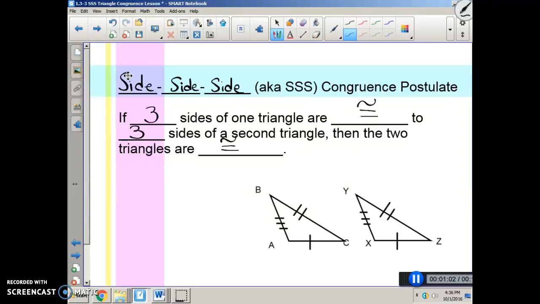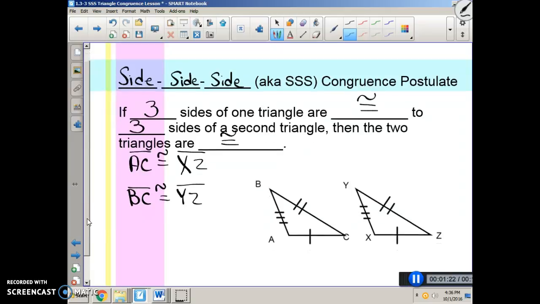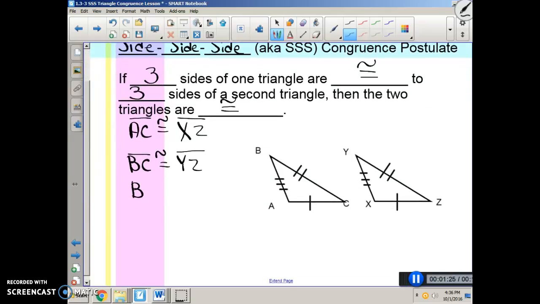Okay? So as you can see in the picture, every side is labeled as congruent, okay? And I would write all of them out just like we've been practicing. So AC is congruent to XZ, and then BC is congruent to YZ. Notice how I got all the symbols on there correctly still. And then BA is congruent to YX. Okay? And you can tell because of all the symbols there. There's 1 there, there's 1 there, there's 2 here, there's 2 here, so they all match up just like we've been doing.